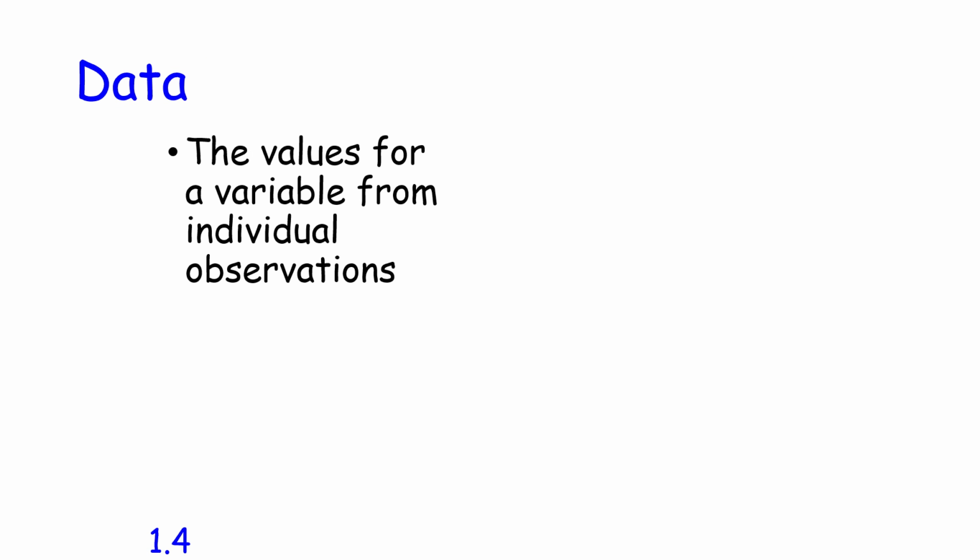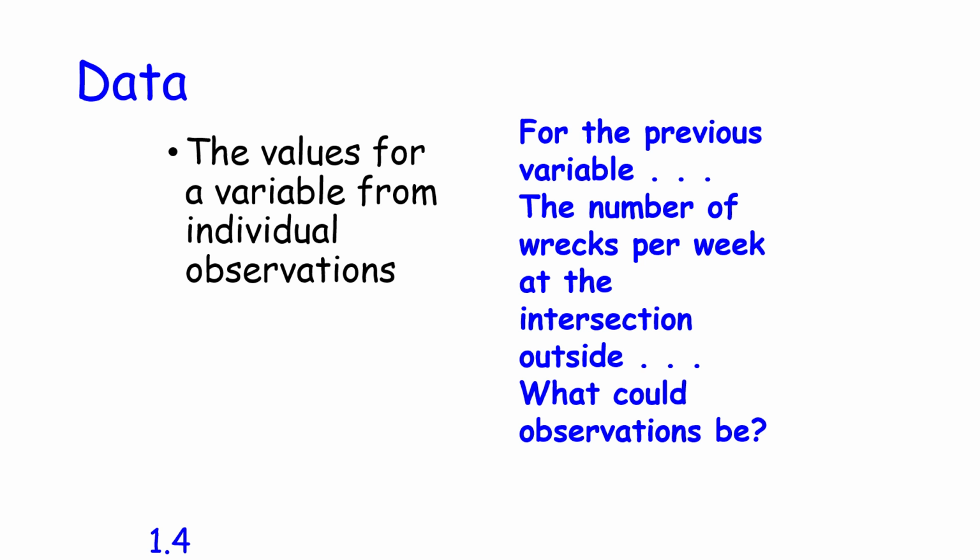Let's talk about data. Data is the values for a variable from individual observations. So for the previous variable that we were talking about, the number of wrecks per week at the intersection outside, what could observations be? It could be, did they get in a wreck? Was there not a wreck? How many wrecks? So we would be writing things down like 0, 1, 2, 3.